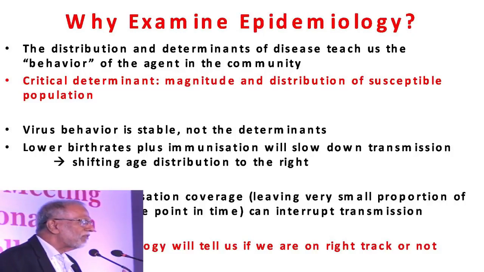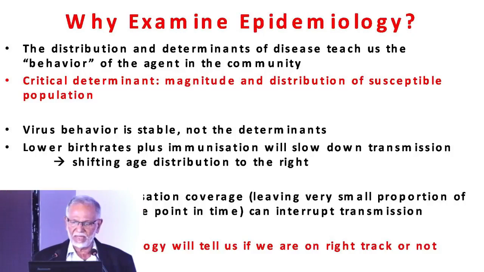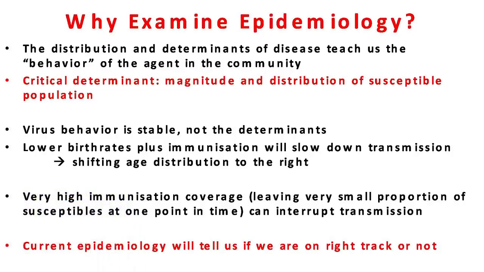The behavior of the virus is stable. It doesn't change. But the determinants do change. Lower birth rates and or increasing immunization will slow down the transmission, which would result in shifting of the age distribution to the right. I will illustrate that. Very high immunization coverage, leaving very small proportion of susceptibles at one point in time, can interrupt transmission.